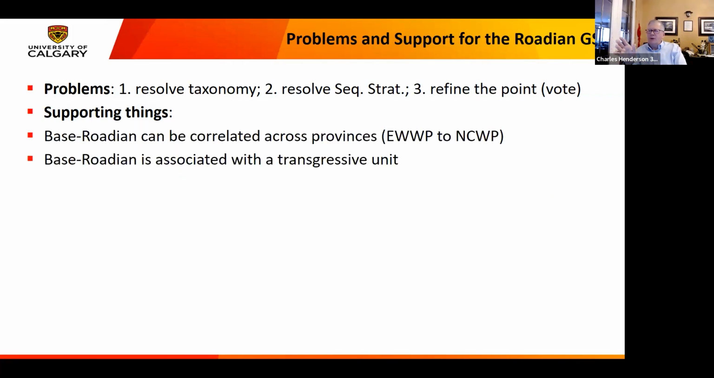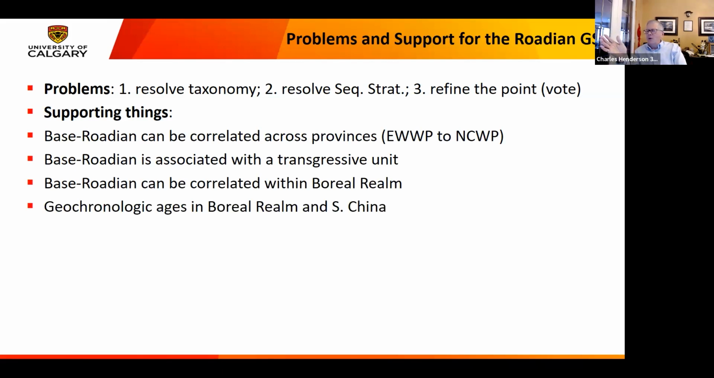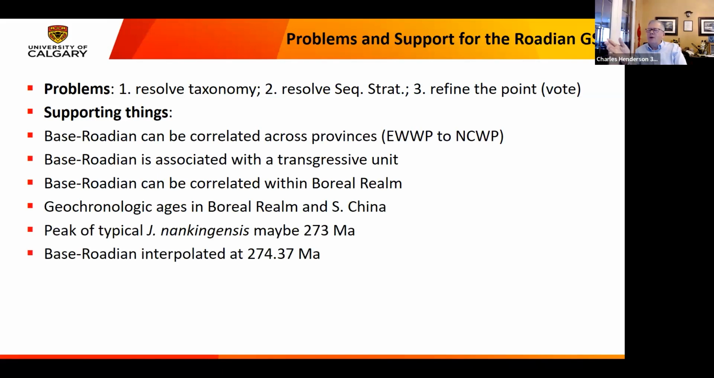It's a good location. The base Rhodian can be correlated across provinces. I showed you how we can go from the equatorial warm water province into the north cool water province. It's associated always with a transgressive unit. The base Rhodian can be correlated within the boreal realm. We have many geochronologic ages in South China and in the Guadalupe and in the boreal realm now with that work by Vladimir Davidov in northeastern Russia.